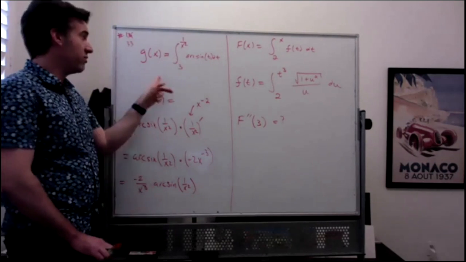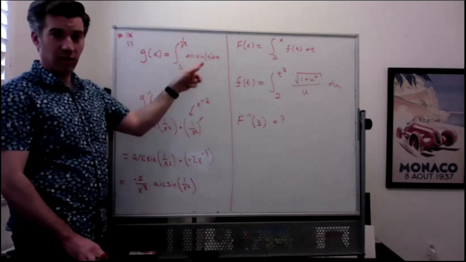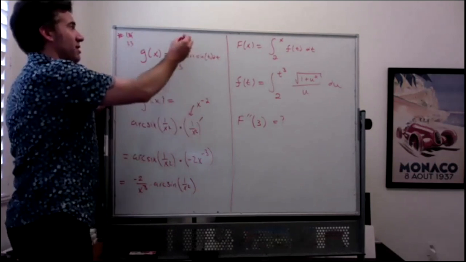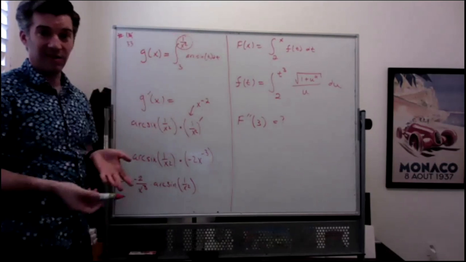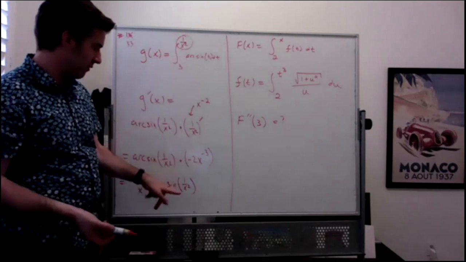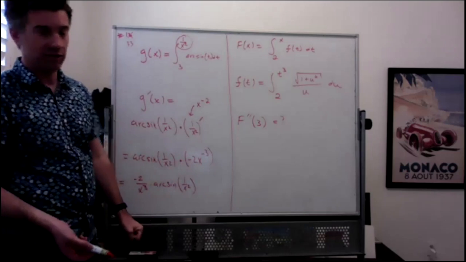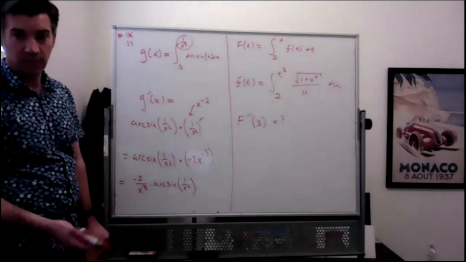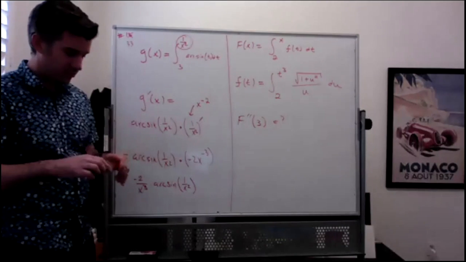Because when you take the derivative of an integral, you get back the function you started with. It's just in this case, the inner function is more complicated than just x. So we have to use the chain rule and multiply by the derivative of the inner function, which is negative 2x to the negative third, or negative 2 over x cubed. Questions about this one?